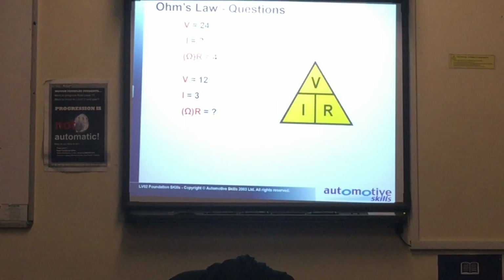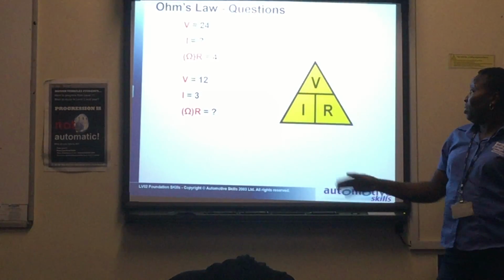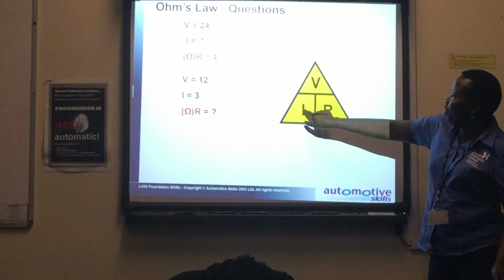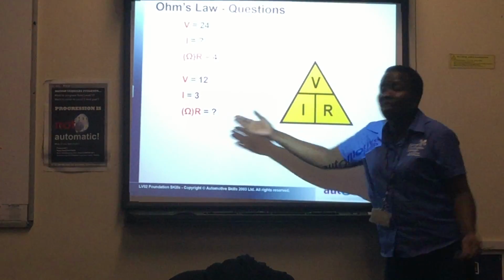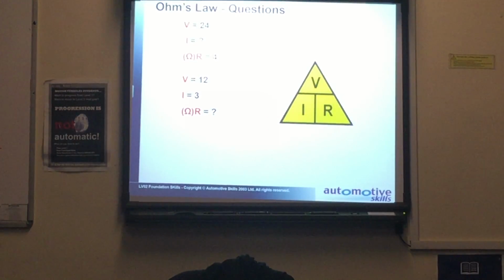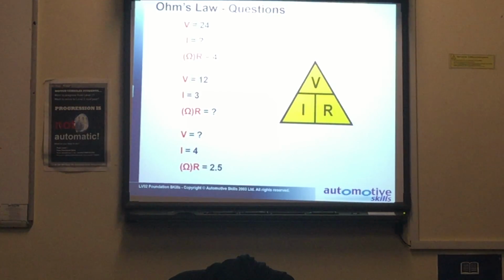Another example, we are given voltage and current. What is resistance? It will be voltage divided by current. 12 divided by 3, then we get our resistance, 4. Again, another simple one. Same thing, we just pick what is required, then we get a formula.